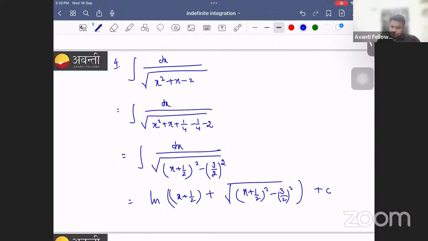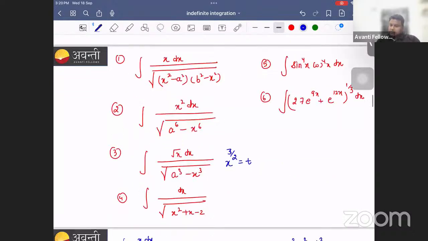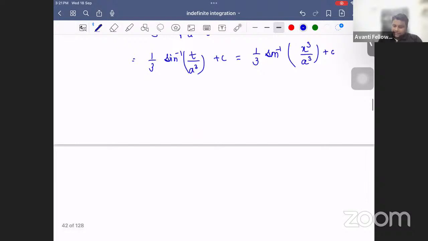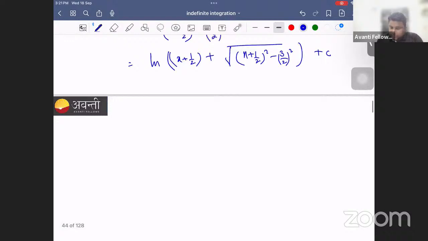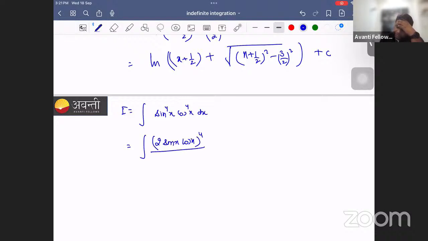Now, next question was sine to the power 4x cos to the power 4x. I equals integration sine to the power 4x cos to the power 4x dx. Okay, I write it as 2 sine x cos x whole raised to the power 4 upon 16. Basically, I multiplied and divided by 16. So it came 1 by 16 integration sine 2x whole to the power 4 dx.